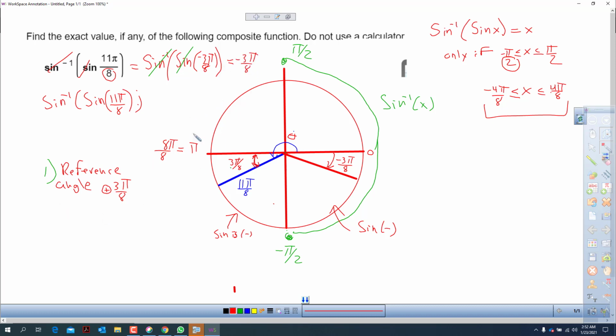But to do this type of problem, you need to get the reference angle and then adjust that reference angle in the appropriate quadrant, either here on the fourth or the first. If it is on the first, the answer will be positive. If it is on the fourth, the angle will be negative, right? So the answer will be negative 3 pi over 8. Okay.